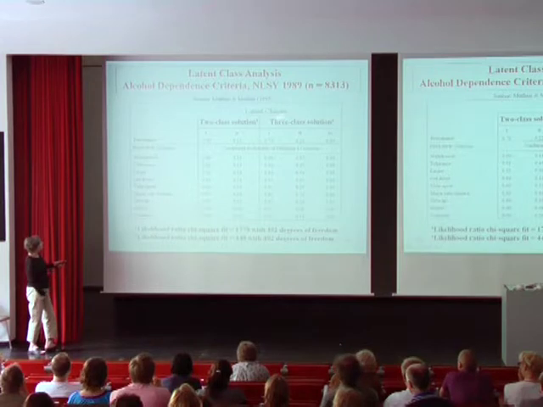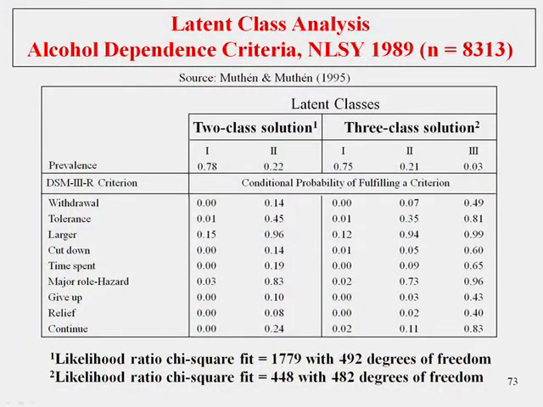So here we're going to focus on the three-class solution. First of all, the structural parameters. We have class 1 that has 75% of the people, class 2, 21%, and class 3, 3%.